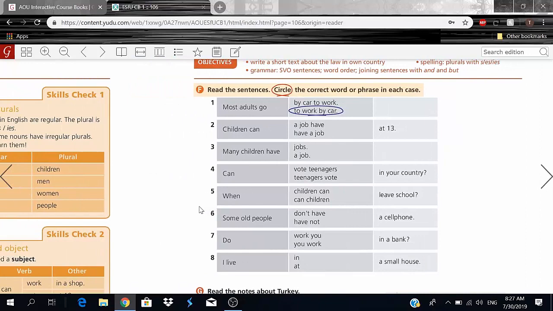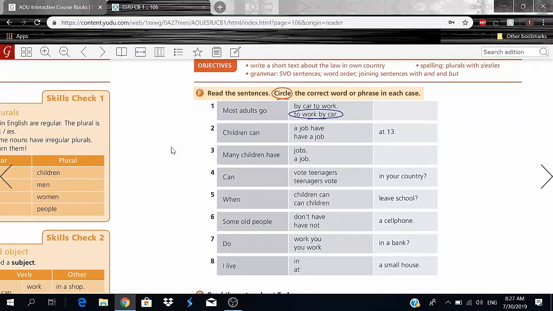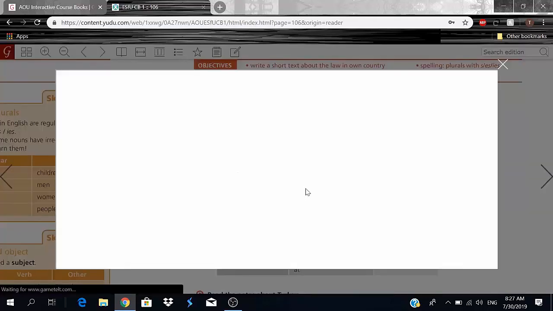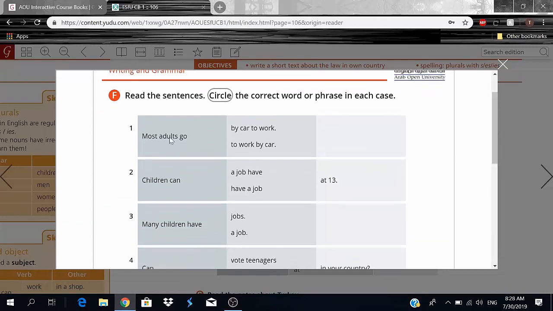And here we have exercise F. Read the sentences, circle the correct word or phrase in each case. Actually, I'm going to open this right here. So number 1, most adults buy car to work or go to work by car. Obviously the latter is correct. To work by car is the correct answer.